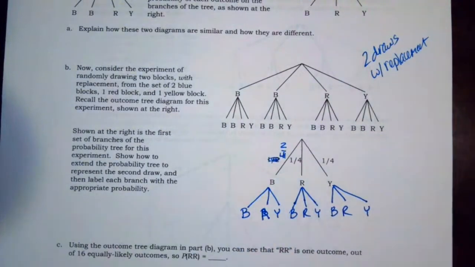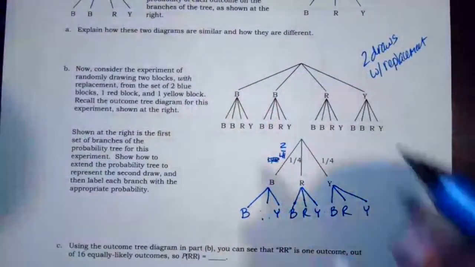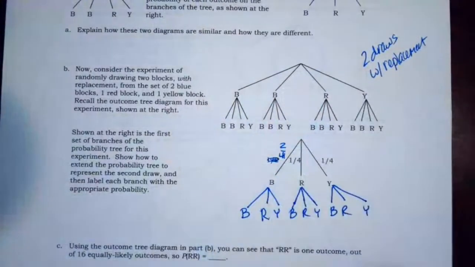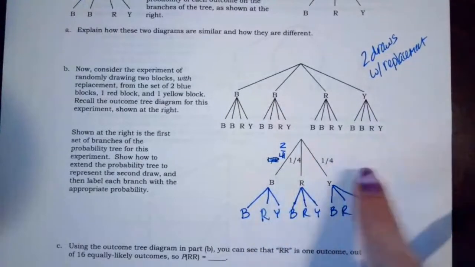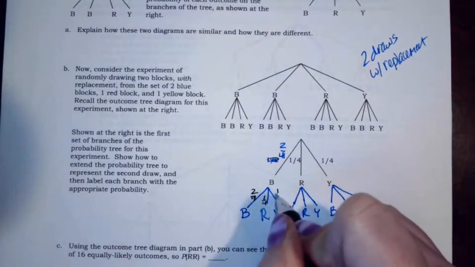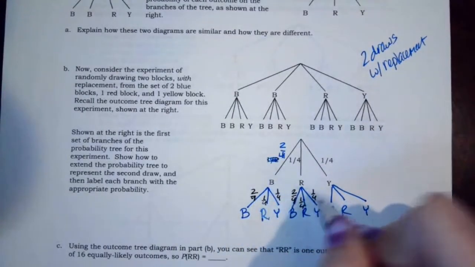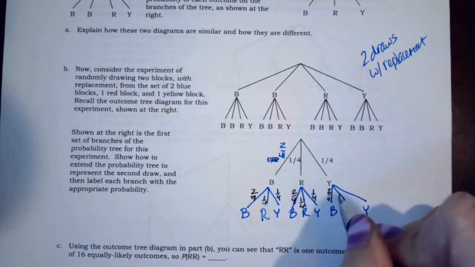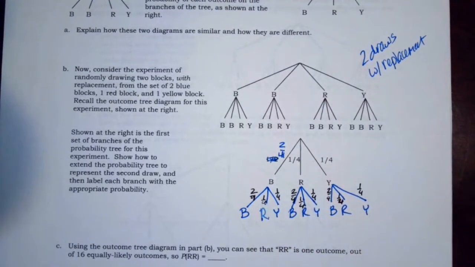But we're consolidating those 2 blues into one branch. It makes it a little easier. You don't have as many different possibilities to count. Since it's with replacement, our fractions aren't going to change. We're still going to have 2/4, 1/4, 1/4 all the way across. Because we replaced the one, whichever one we picked, we put it back in the draw for that second time through.